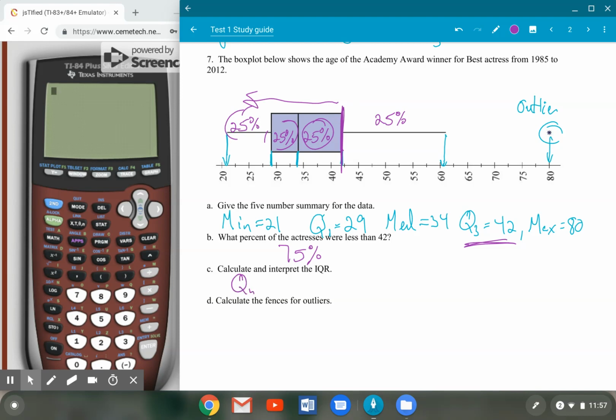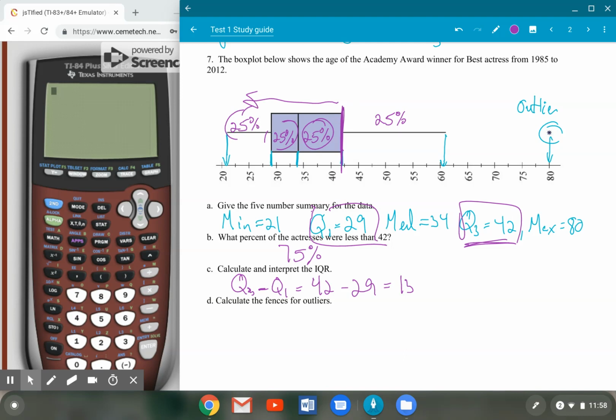Remember that the IQR is calculated from Q3, your upper quartile, minus Q1, your lower quartile. So Q3, we just said was 42. And Q1, we said that was 29. And that's going to give me 13. And so to interpret this, the IQR from Q3 to Q1, that's the middle 50%. So I would say something to the effect of the middle 50% of Academy Award winners for Best Actress are within 13 years of one another. There's a 13-year gap in between those middle 50%.